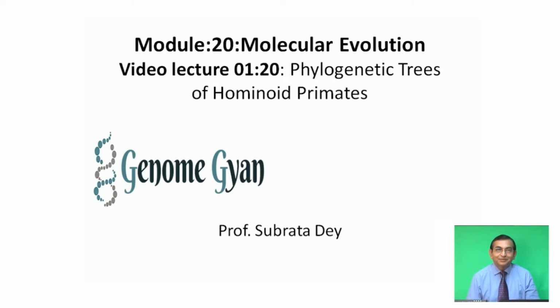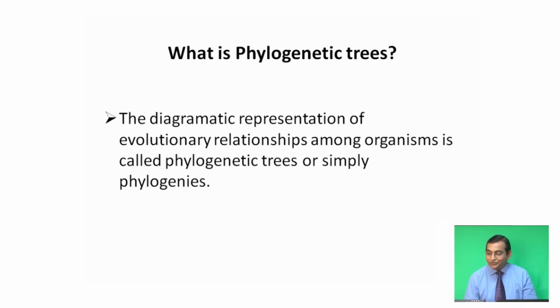Molecular evolution. In this module, I will discuss phylogenetic trees of hominoid primates. What are phylogenetic trees? Phylogenetic trees are the diagrammatic representation of evolutionary relationships among organisms, called phylogenetic trees or simply phylogenies, that is, evolutionary relationships.